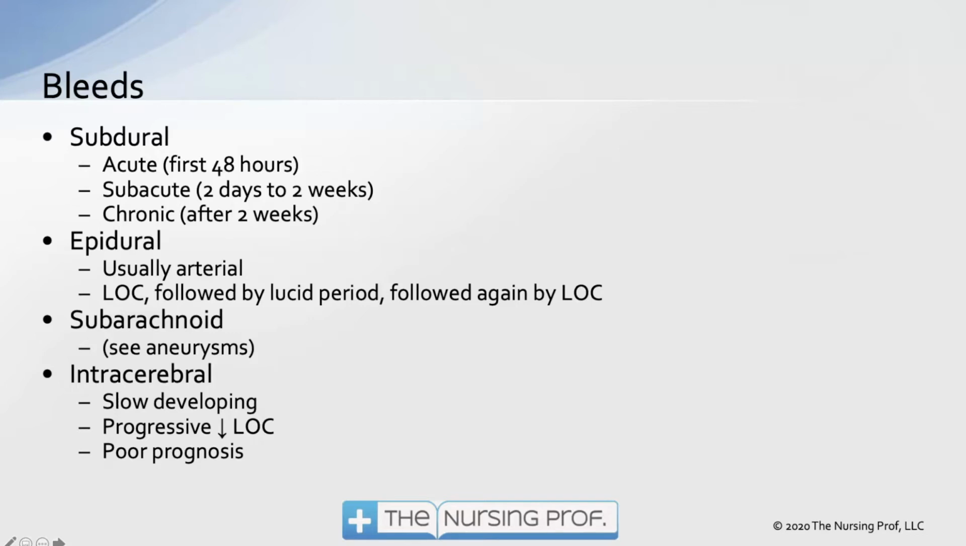Chronic subdurals, we're going to see symptoms over a period of more than 2 weeks. So when they do a CT scan, we're going to see old blood there. Typically, chronic subdurals happen in the elderly. It happens over a long period of time, and there may not be any change in mental status because we've accommodated for this chronic subdural over that period of time.